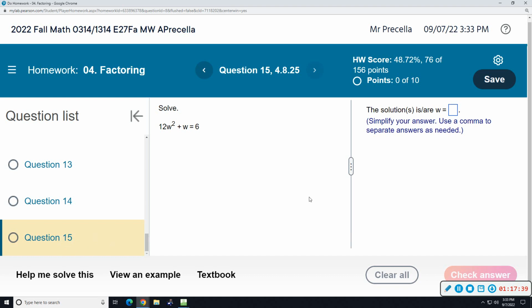Last example for today. Number 15, 12w squared plus w equals, is that an equal 6 or equal 8? It's a 6, okay. 12w squared plus w equals 6. 12w squared plus w equals 6. This is the last problem, so it's got to be the hardest one.